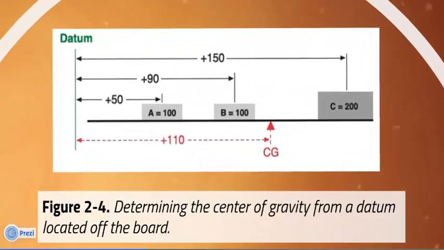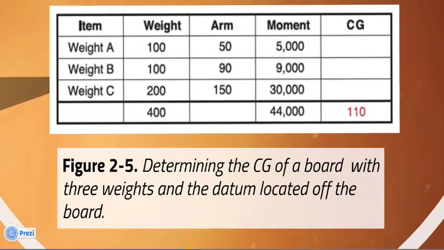In Figure 2-4, the board has 3 weights and the datum is located 50 inches to the left of the CG of weight A. Determine the CG by making a chart, like the one in Figure 2-5.